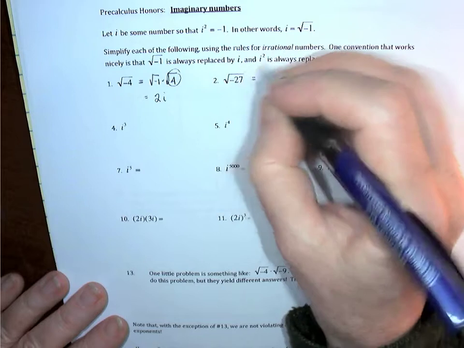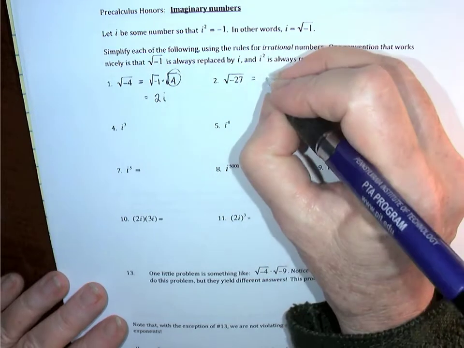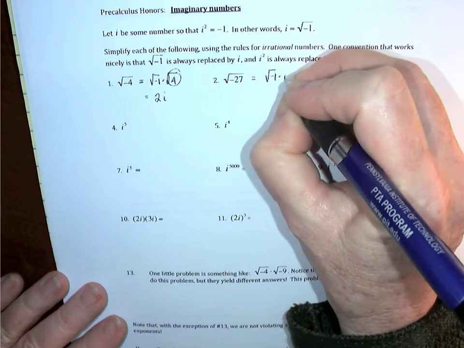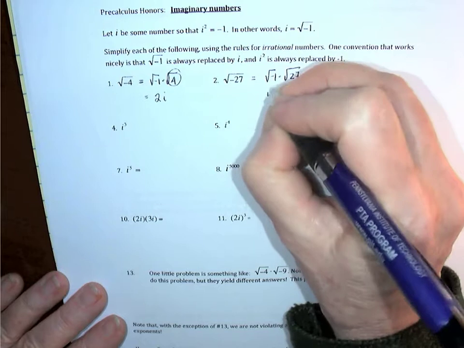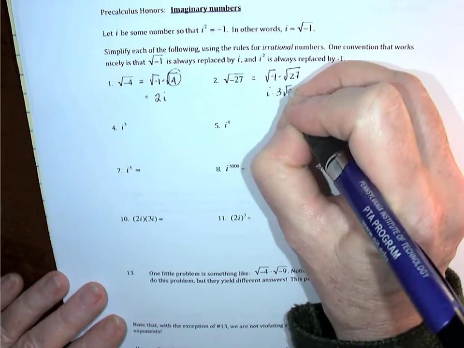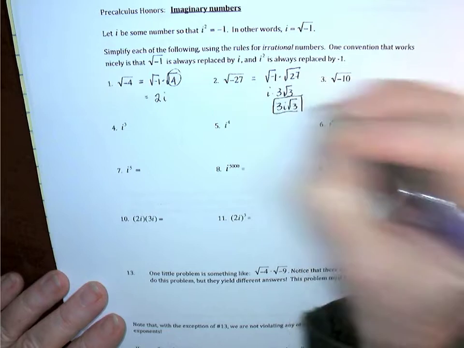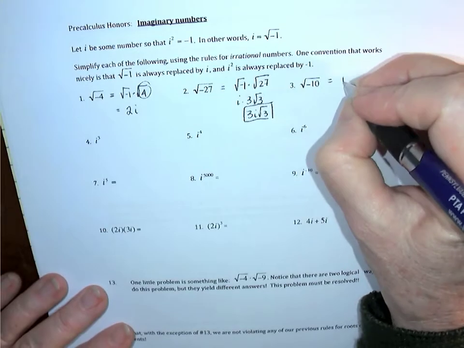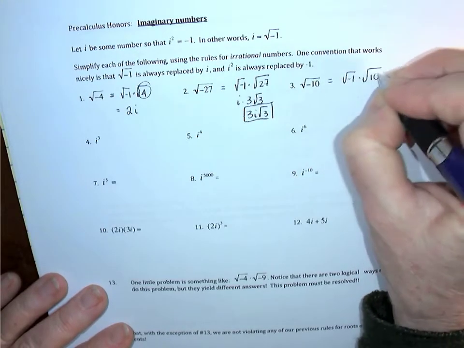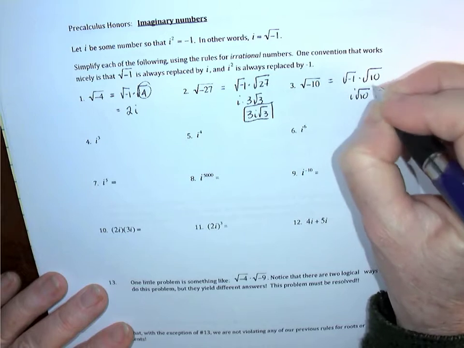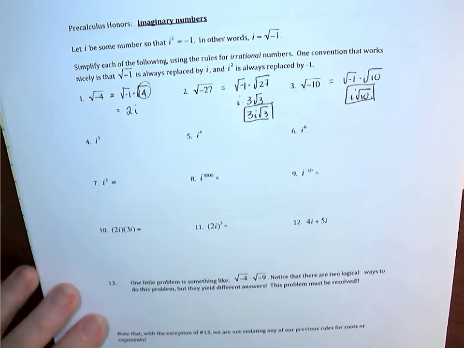Similarly, if we have the square root of -27, I'm just going to pull out that -1 and the square root of 27. So this is going to be i times 3 root 3, and usually we write 3i root 3. -10, again, the only thing I can do is pull out the i. So that becomes i square root of 10.